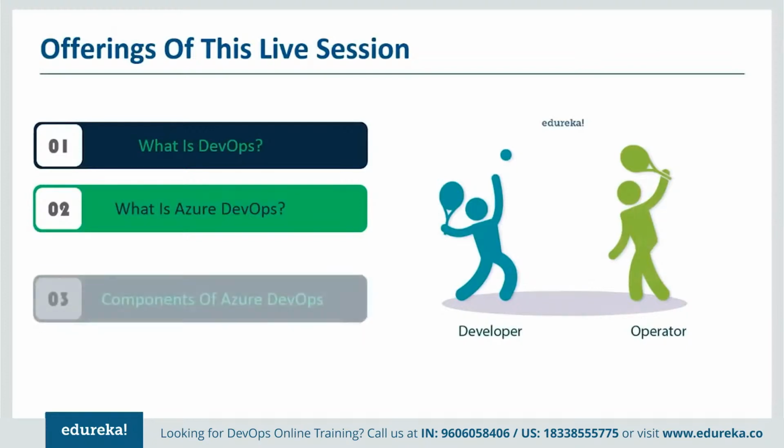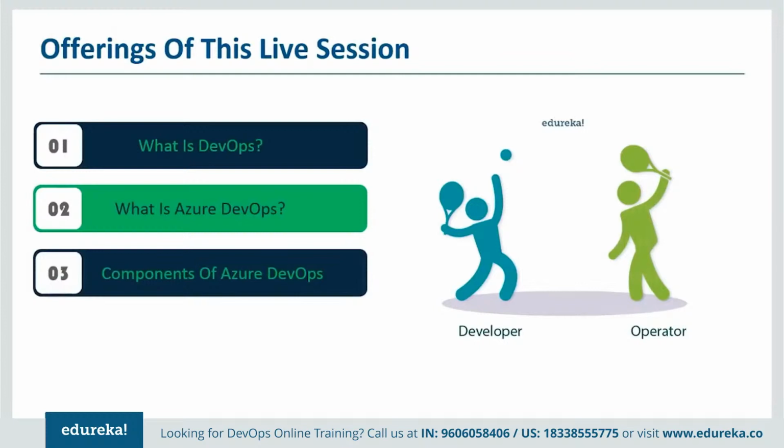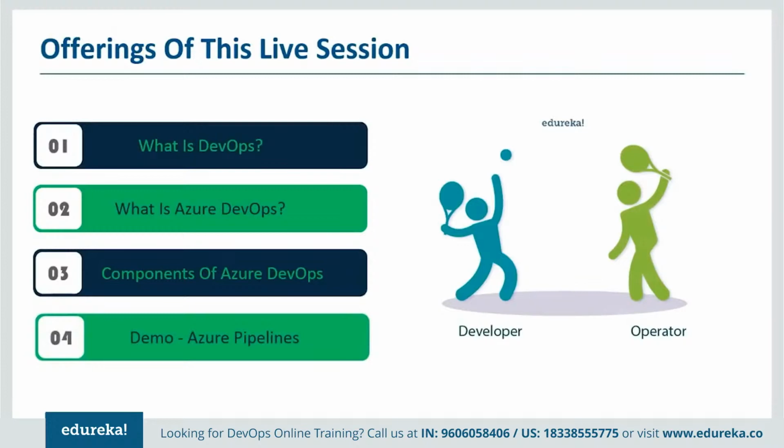And next, we'll learn about the different components of Azure DevOps. For example, boards, how do you create your task? How do you keep up your source control? And how do you do deployment? All these things we are going to cover as part of the components of Azure DevOps. Next thing that we are going to cover is a demo on Azure Pipelines. So we have got a lot of things to cover in today's session.